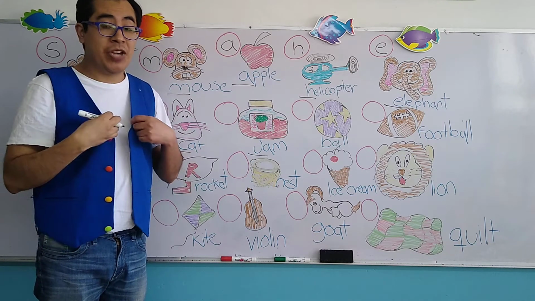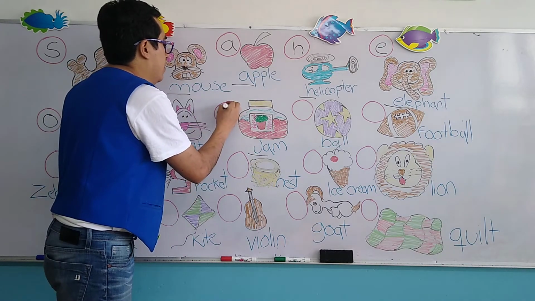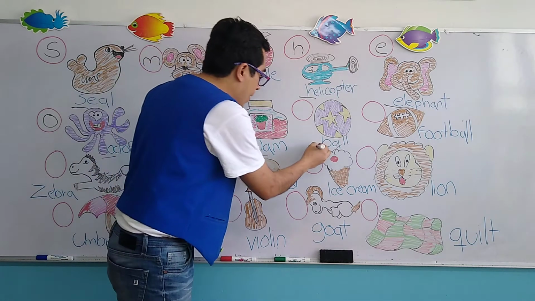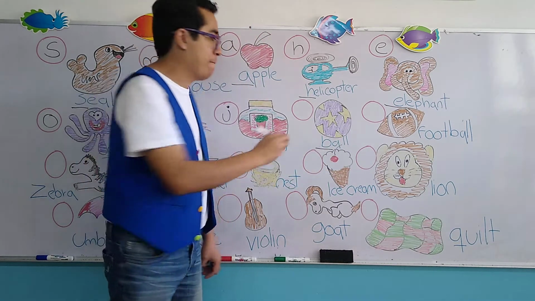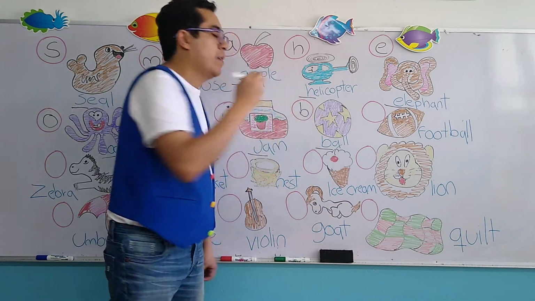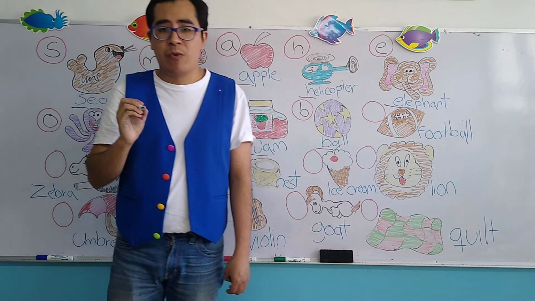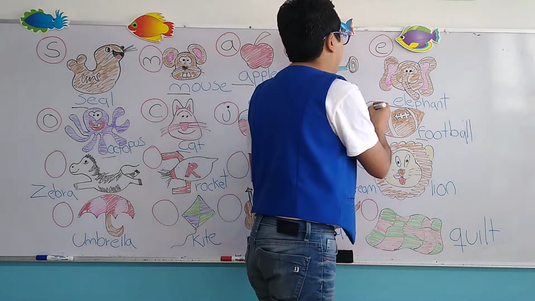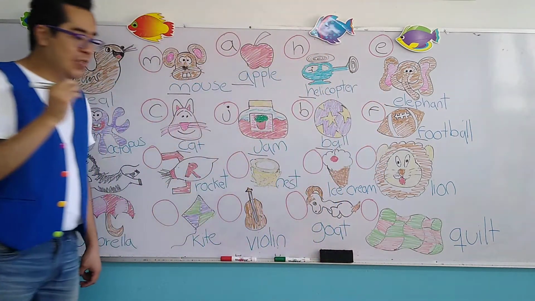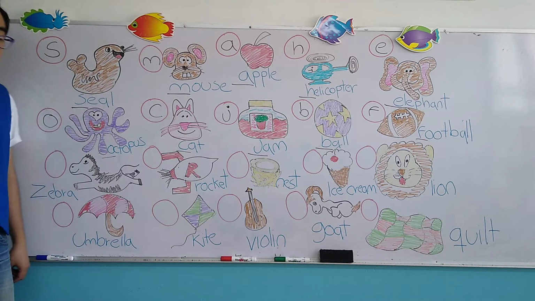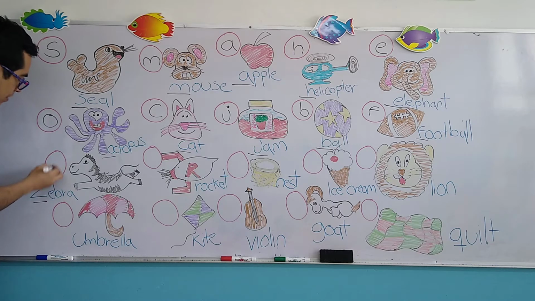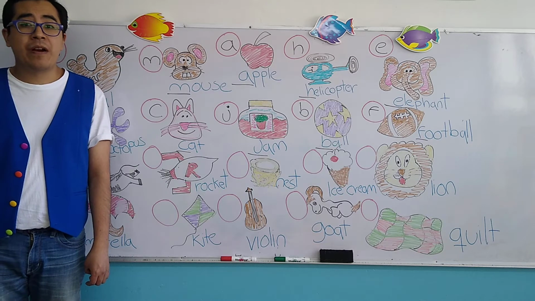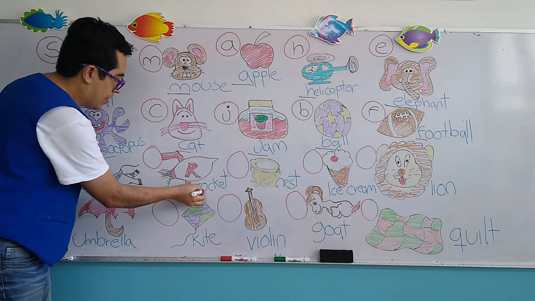Also the letter of the teacher, Jacob. The first letter that appears on the word ball, small b. The first letter that appears on the word football, letter F. The first letter that appears on the word zebra, letter Z. The first letter that appears on the word rocket, letter R.